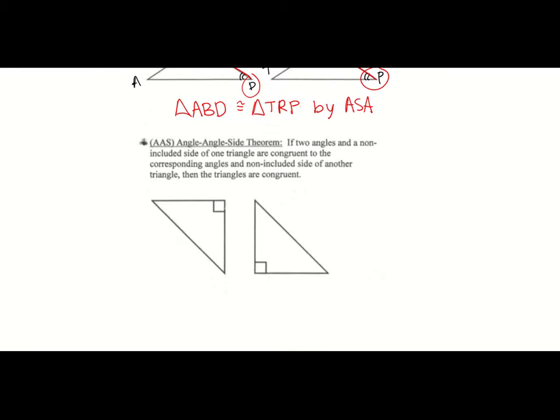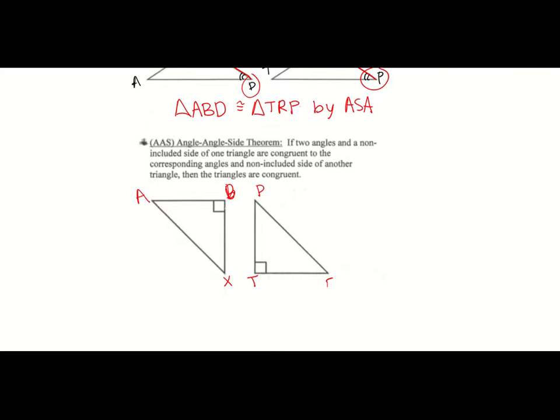is angle, angle, side. This theorem says that if two angles and a non-included side of one triangle are congruent to the corresponding angles and non-included side of another, then they are congruent. So in this case, the side is not in between, it is outside. So if we look, we have triangle ABX here and PTS here.